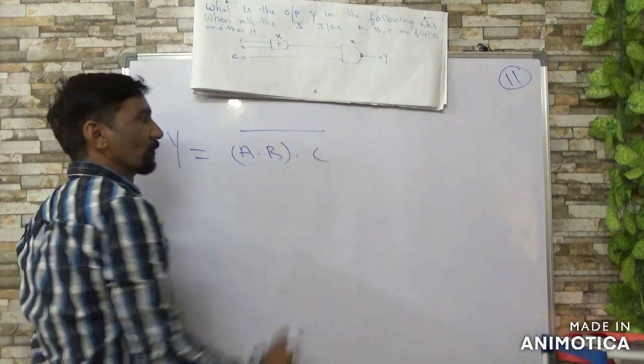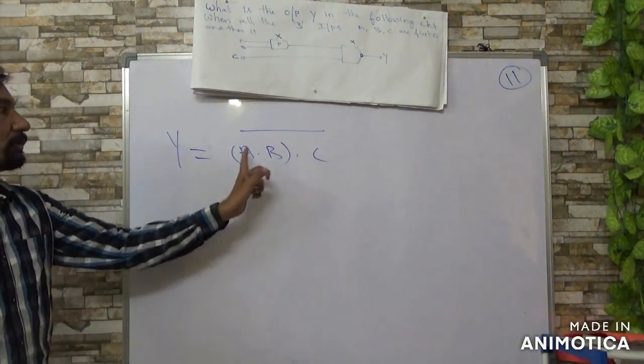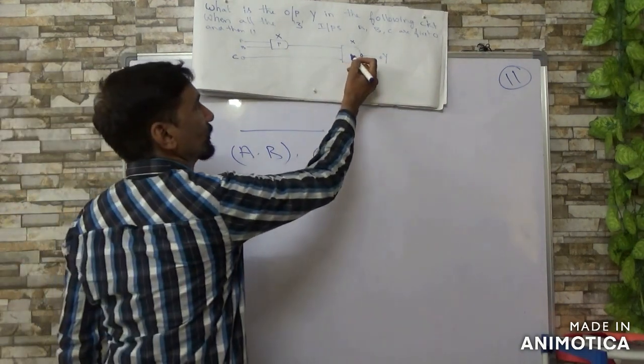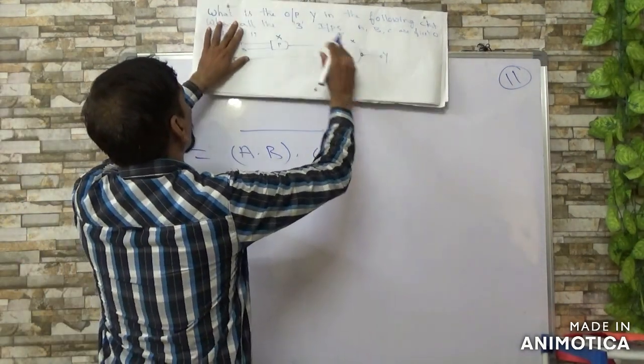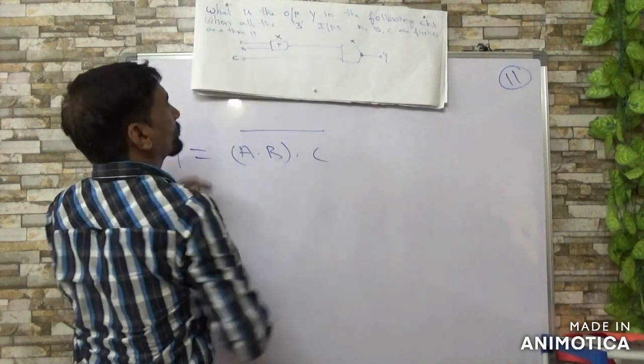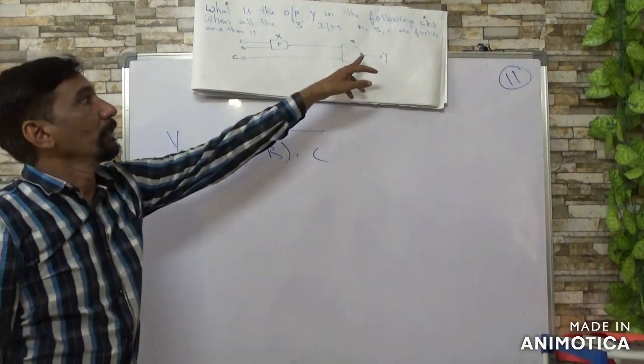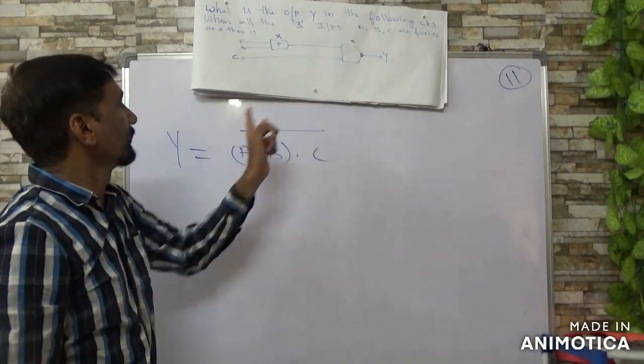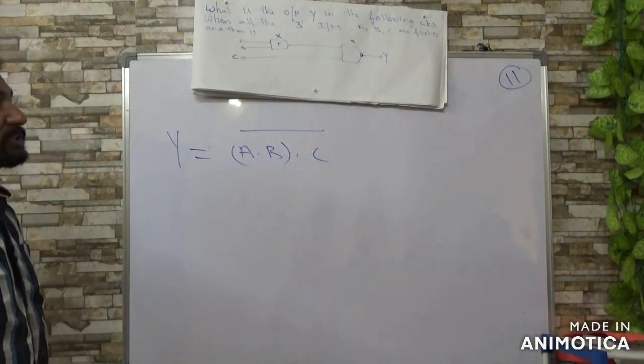Bubble. So negation. So A, B into C. Why? Because it is also one AND gate. No? And you know, it is an AND gate. So that is why you are taking the product. Bubble. That's why negation. So what is your question?